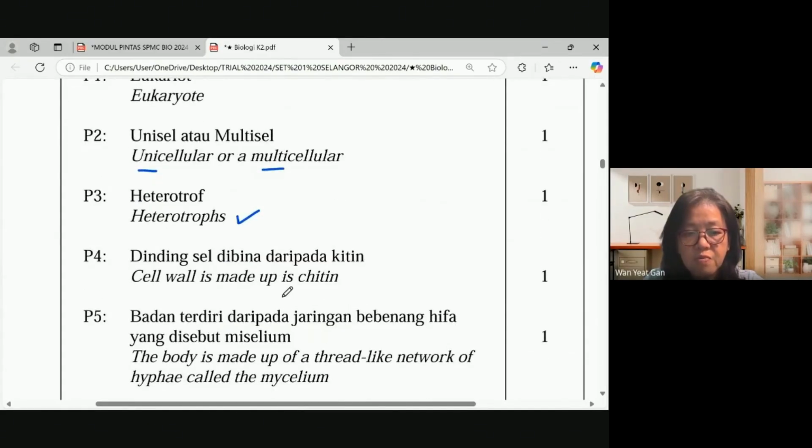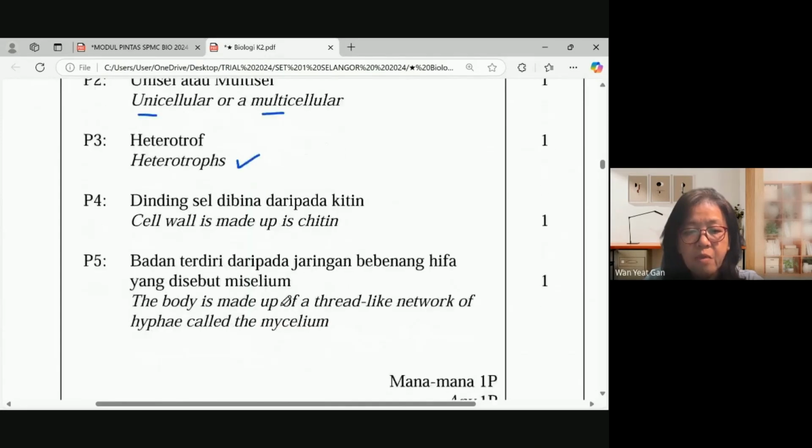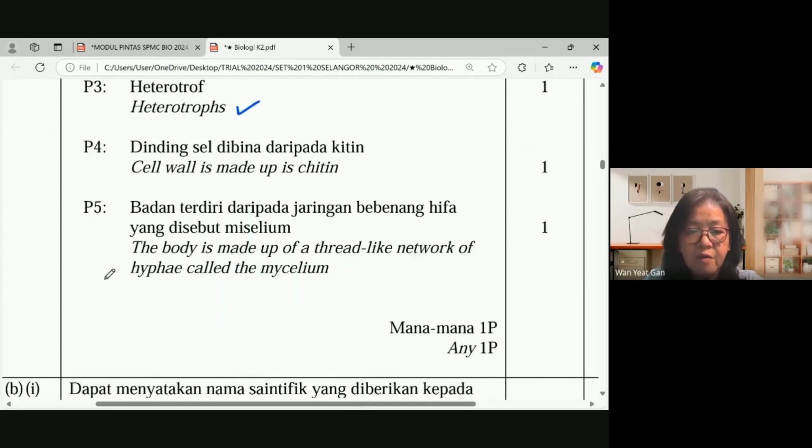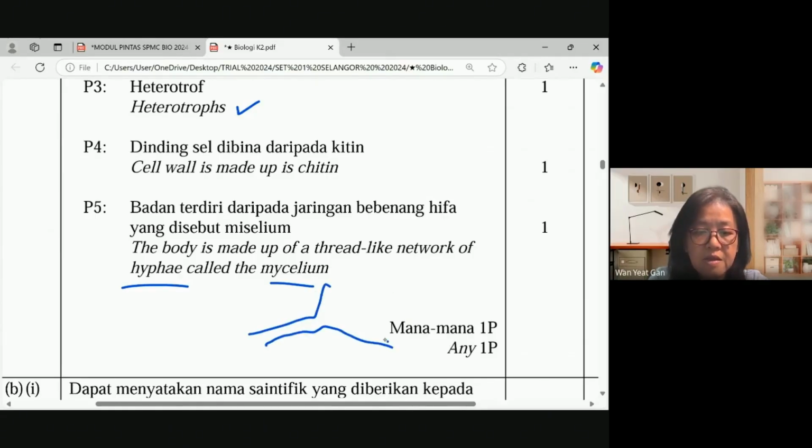Their cell wall is made out of chitin, and their body is made out of thread-like network of hyphae called the mycelium. Mycelium are network-like hyphae. So this is mycelium.